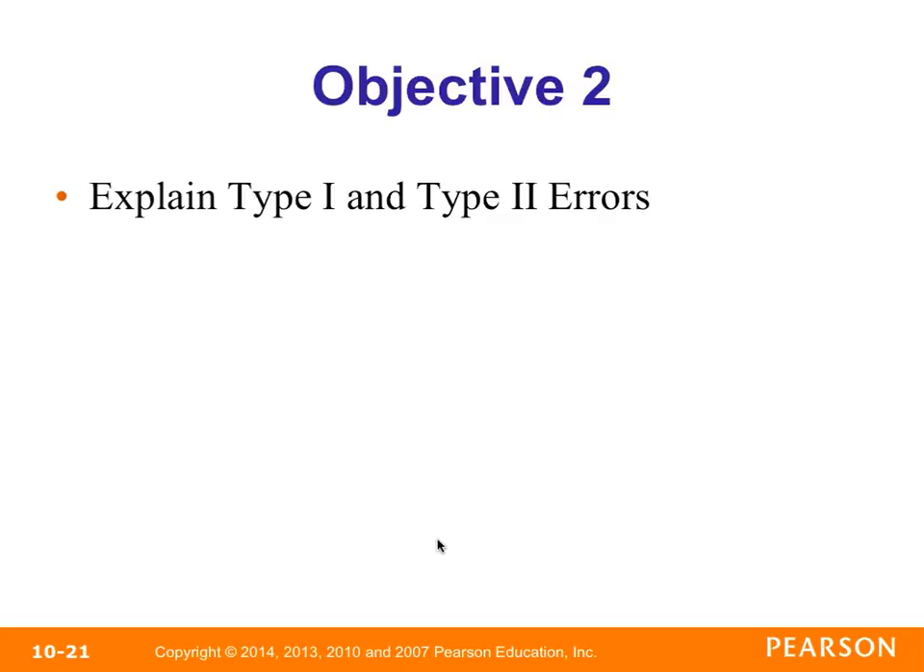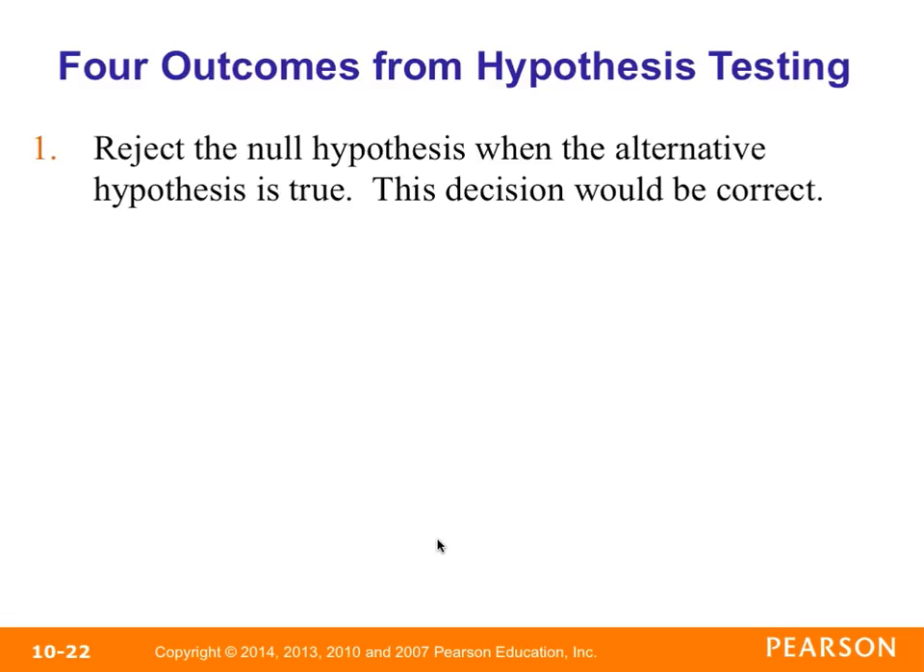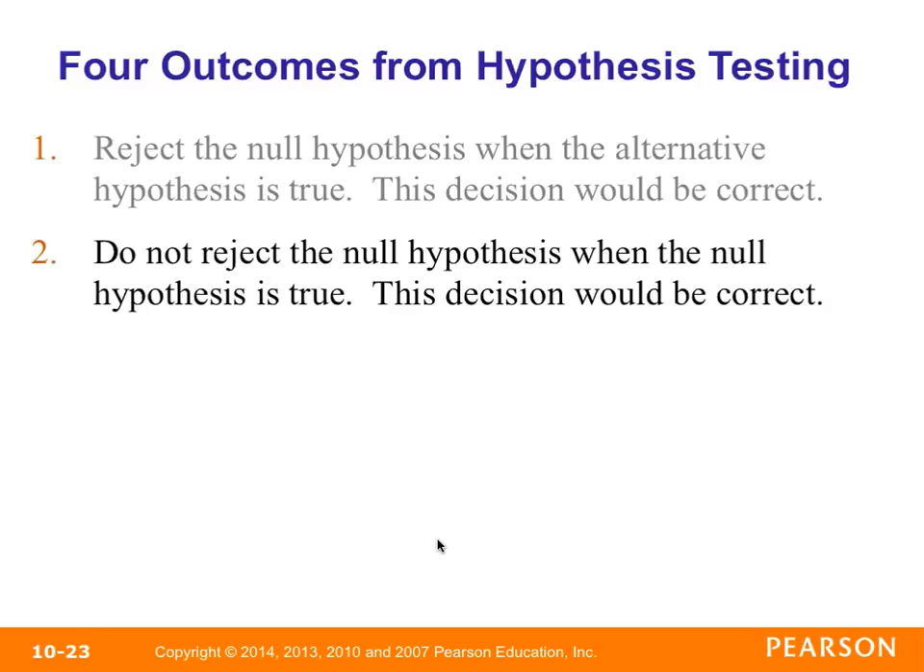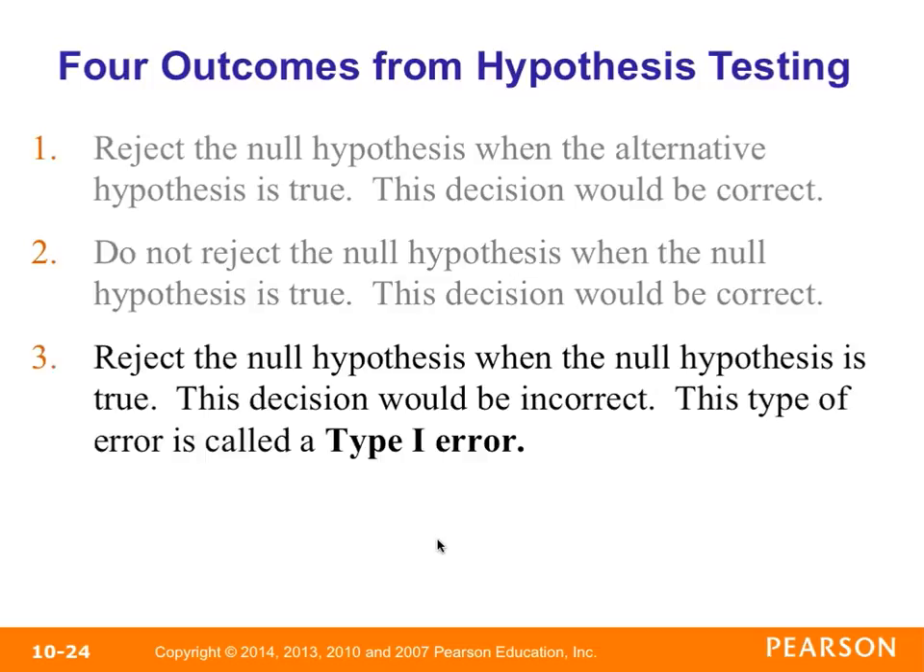Okay. Objective 2 is to be able to explain the types of errors that we can make. So there are 4 basic outcomes that can happen in a hypothesis test. We can reject the null hypothesis when the alternative hypothesis is true, which would be a good thing to do. That would be a correct decision. If the alternative hypothesis is true, then we want to go ahead and reject the null hypothesis. We could also fail to reject the null hypothesis when the null hypothesis is true, which is also good. We don't want to reject the null hypothesis if it's true.